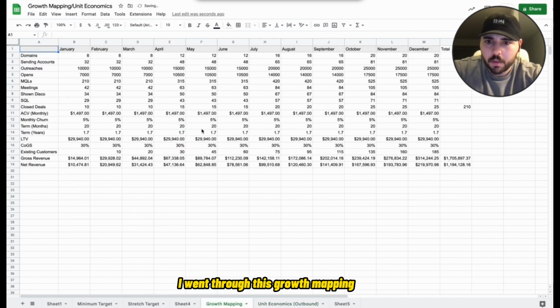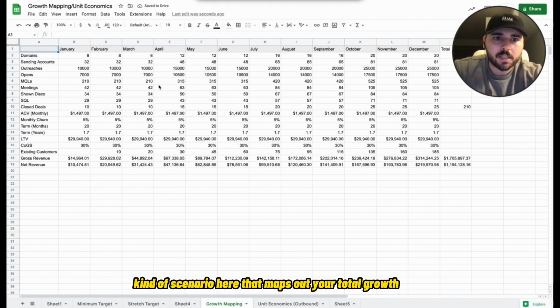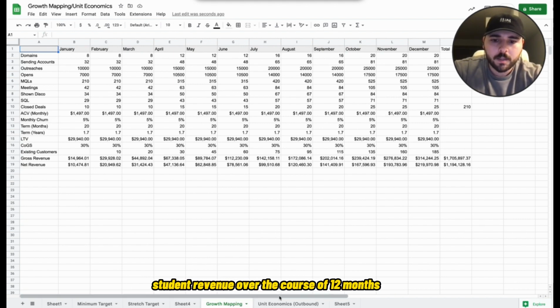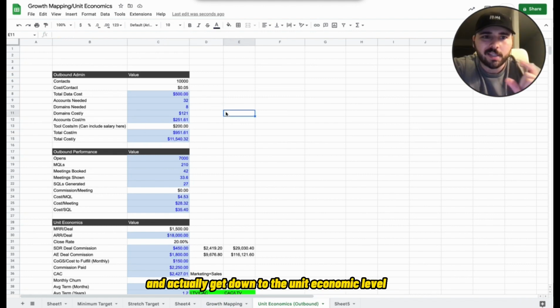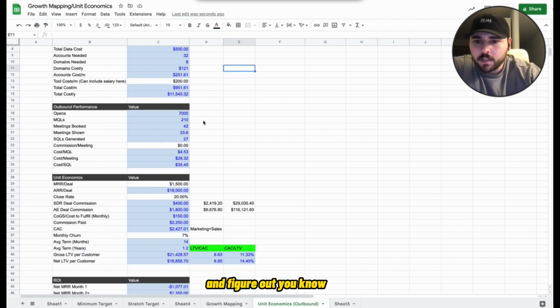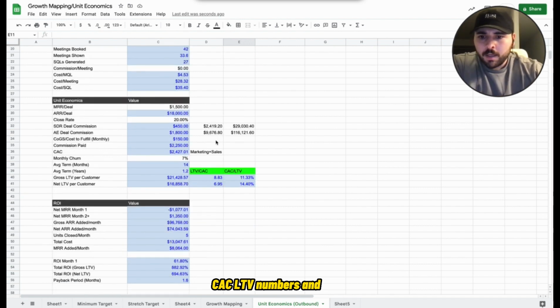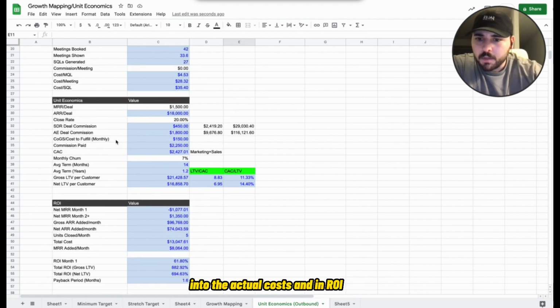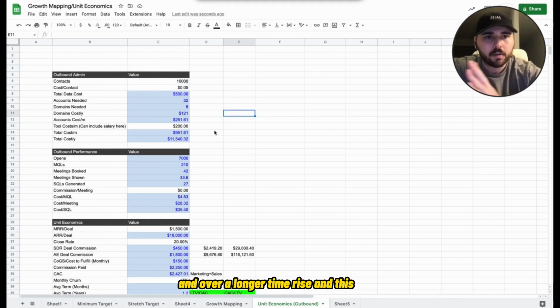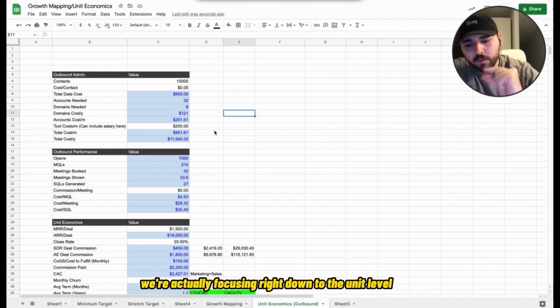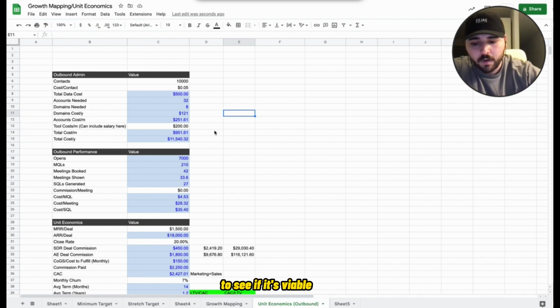So in a previous video, I went through this growth mapping scenario here that maps out your total gross or net revenue over the course of 12 months. In this video, I wanted to go a little bit more granular and actually get down to the unit economic level and figure out LTV to CAC numbers, CAC LTV numbers, and really just go a few levels deeper into the actual costs and ROI, whereas the growth mapping video is a little bit more broad and over a longer time horizon. This, we're actually focusing right down to the unit level to see if it's viable.